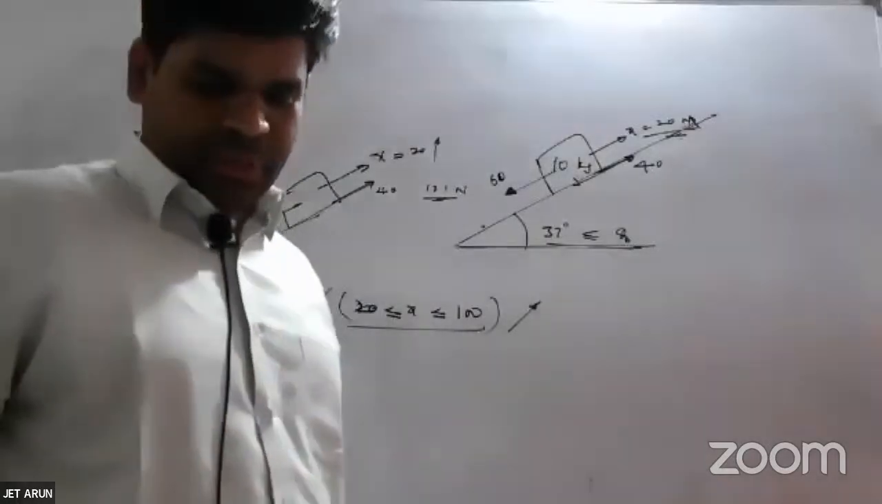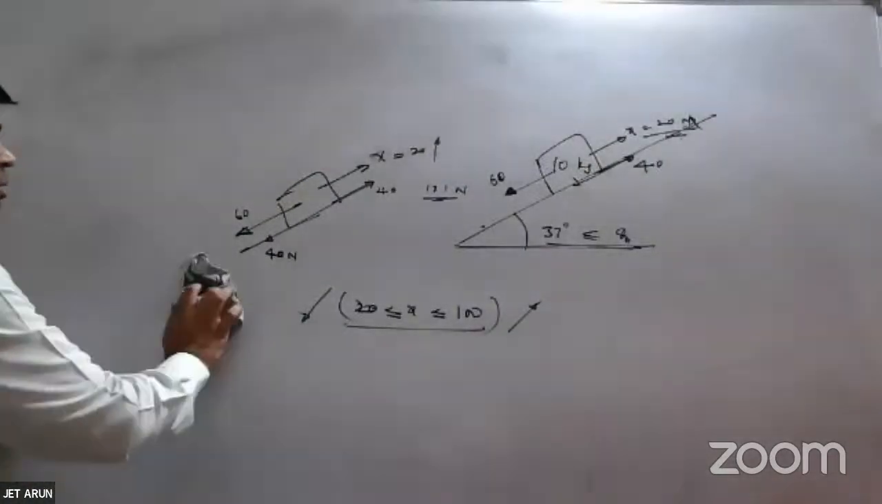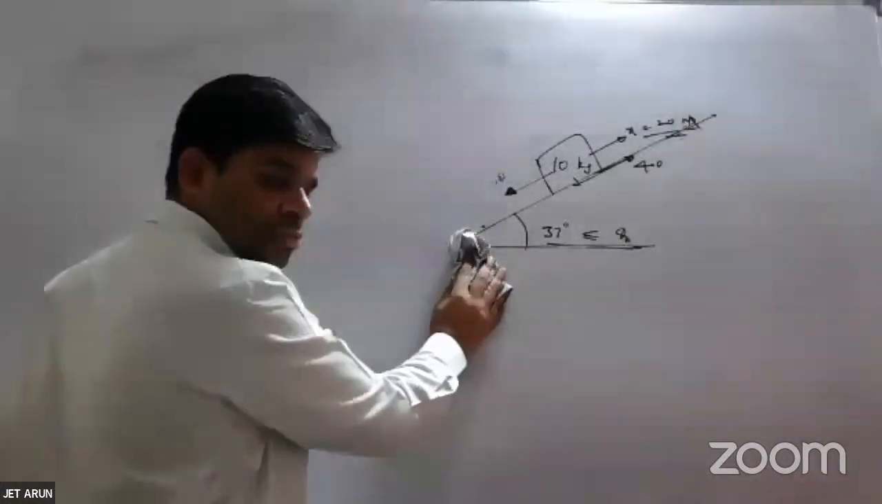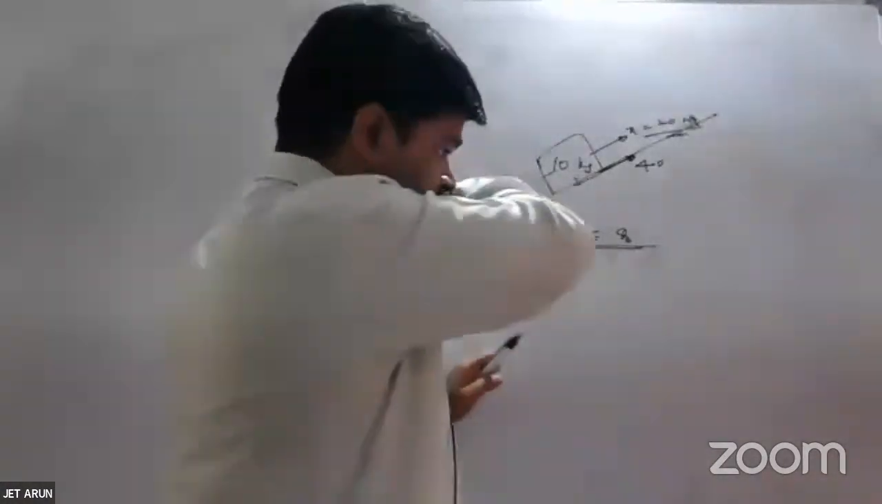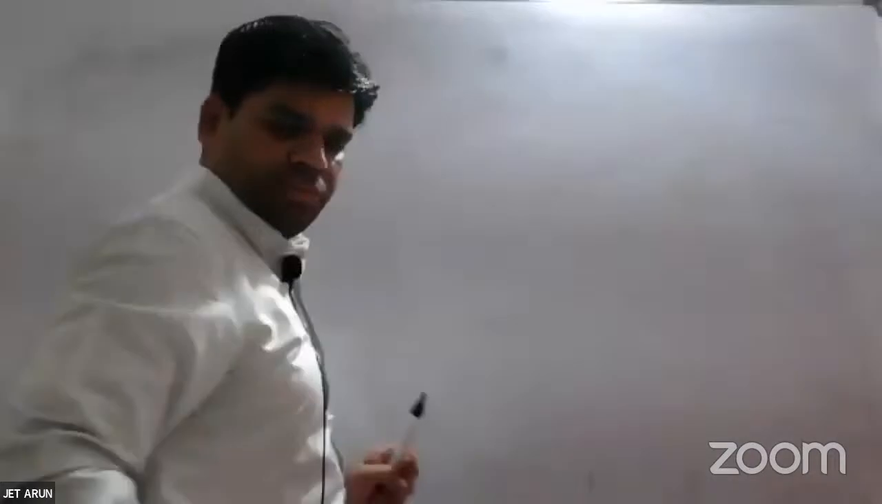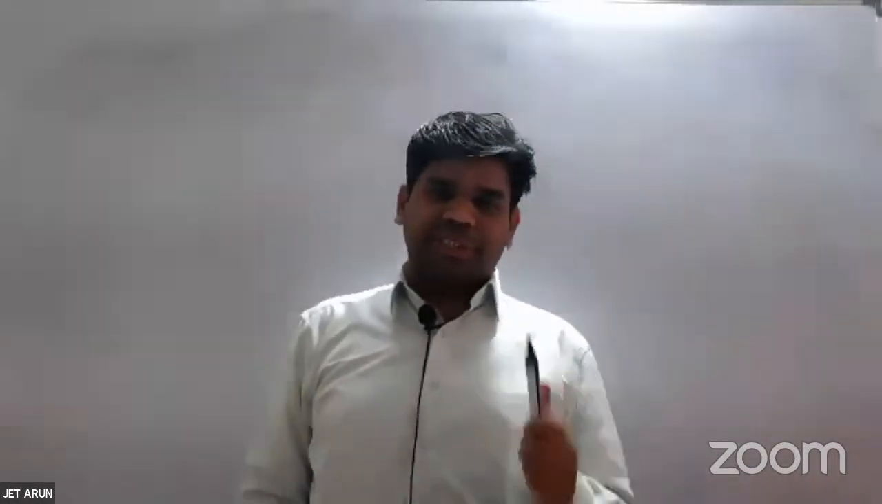Okay, look at the next one. The coefficient of friction between the blocks is mu. Find the magnitude of the horizontal force F required to keep the block stationary with respect to the wedge. All right, with respect to the wedge, it should be stationary.